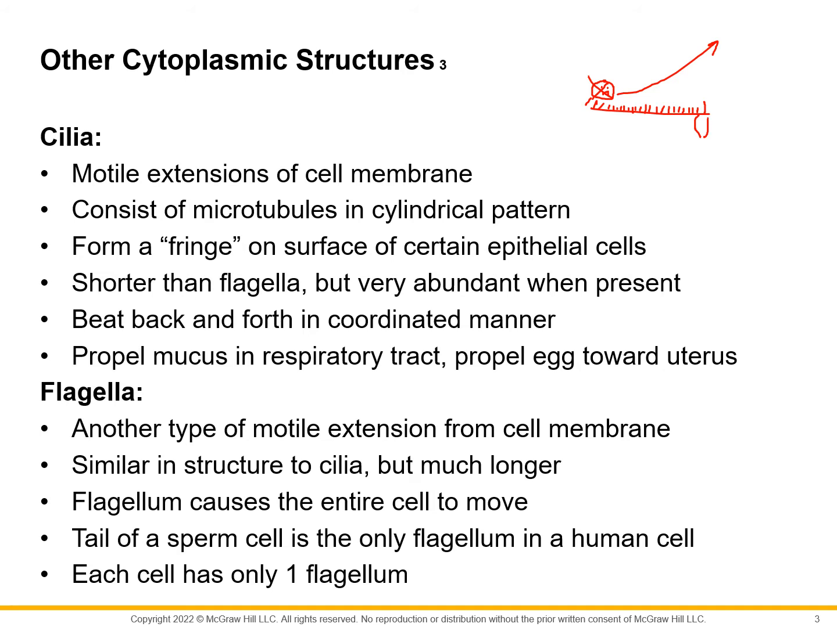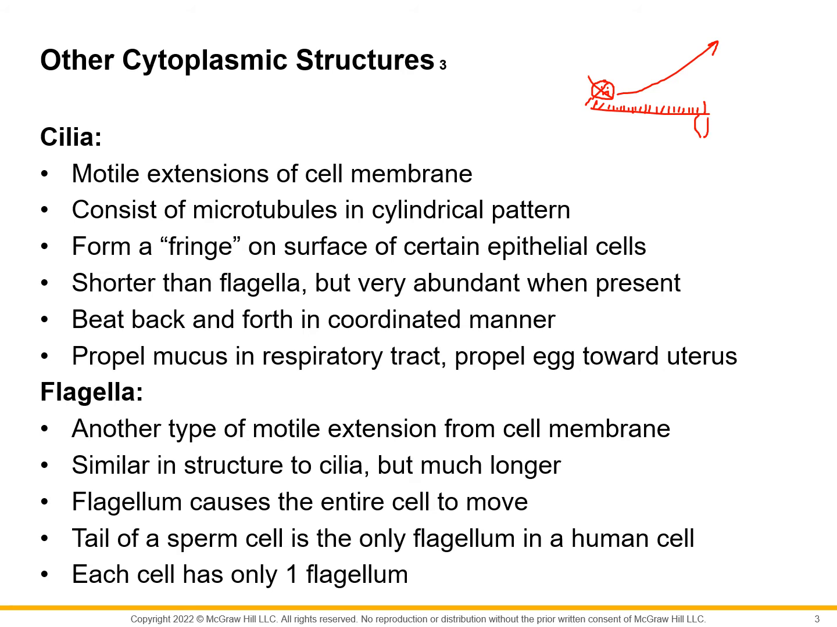Another area where this is found is in the fallopian tube. When the oocyte is released from the ovary, it gets into the fallopian tube. The fallopian tube is lined with cells that have cilia, and they move back and forth, kind of like a crowd surfer, trying to move that egg or oocyte towards the uterus. So that is cilia. Another type is flagella.